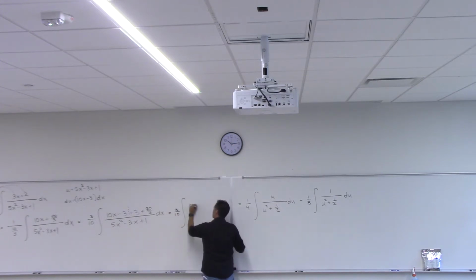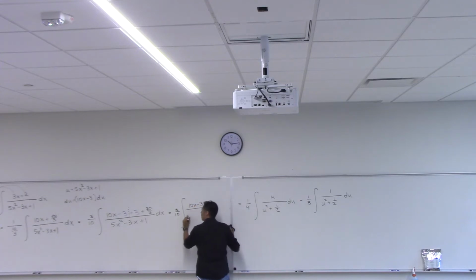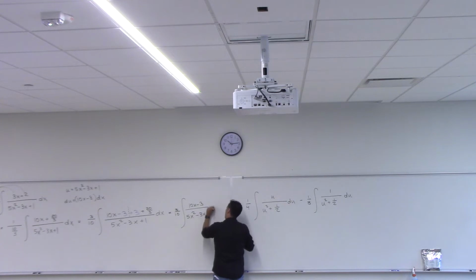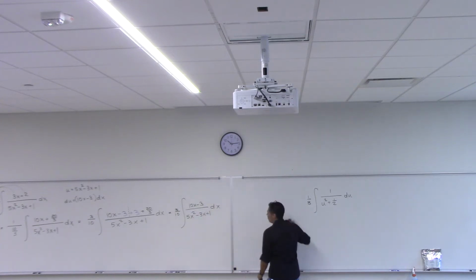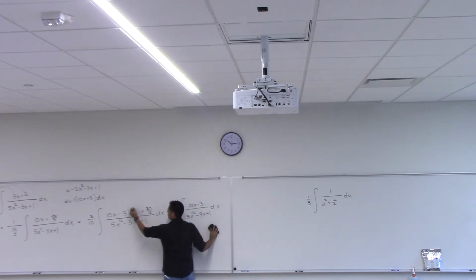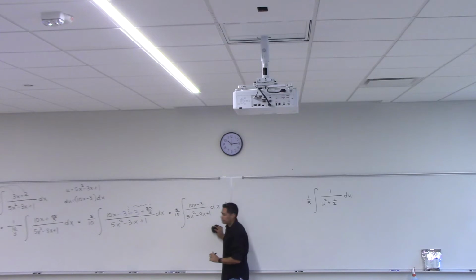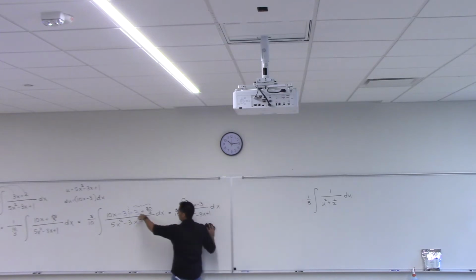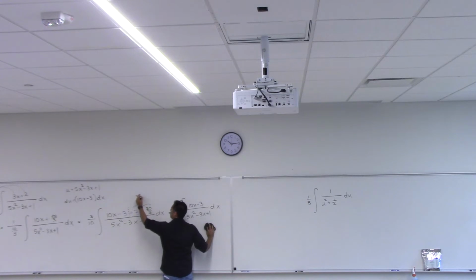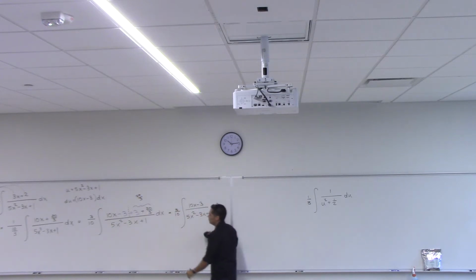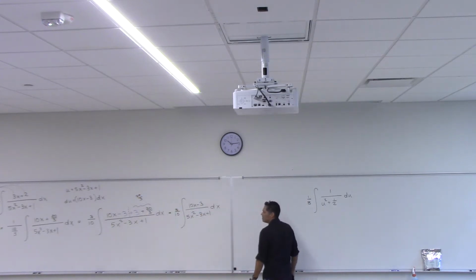Okay, 10x minus 3 over 5x squared. I'm splitting into 2 integrals now. What are these 2 together? 29/3, right? Because that becomes 9/3. Add that. So this is 29/3. That's going to be on my next integral, right?